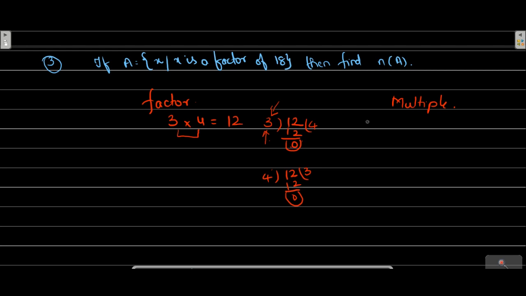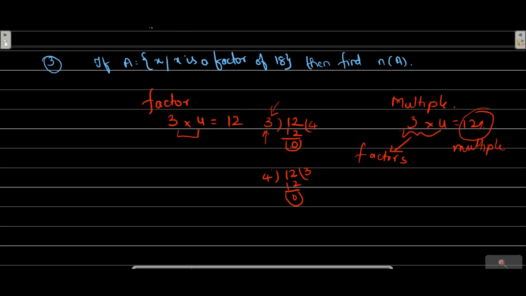Whereas when I say multiple, in the same thing, 3 into 4 is equal to 12. So this 12 is called the multiple. The number which is obtained by multiplying a number with another number is called a multiple. By just looking at this, you can say that after the equal to, whatever you have, that is the multiple, and the numbers which are multiplying are the factors. These are factors. The product is the multiple and these are the factors. I hope that's clear.